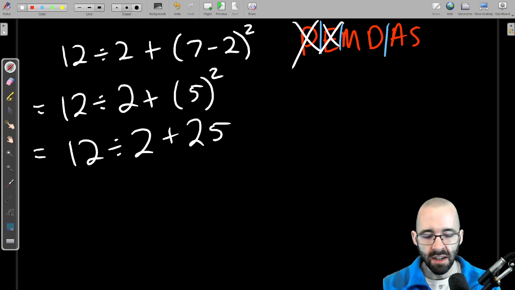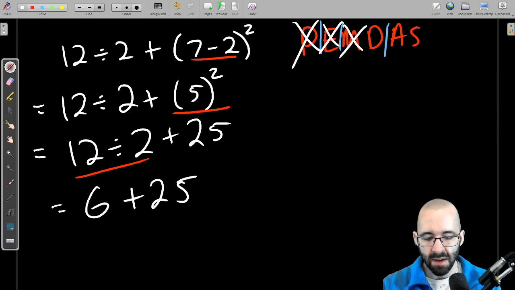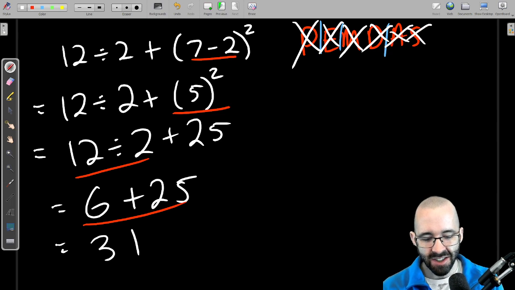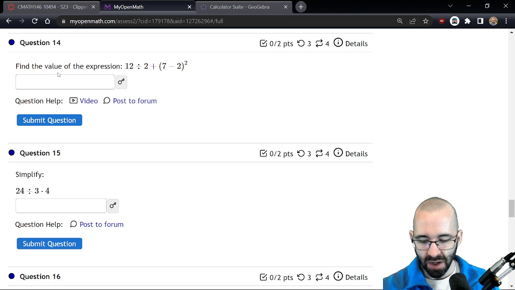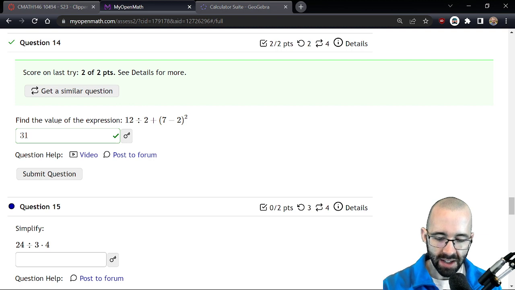Multiplication, there isn't any. Division, okay. Let's take out the division. Here I should show what we're doing in every step. 12 divided by 2 is 6. Leave everything else the same. Division's done. Addition, 6 plus 25. That's 31, and that's our final answer. There's no subtraction that we have to worry about. We get our final answer of 31. We can type that in and see that we indeed got the correct answer.